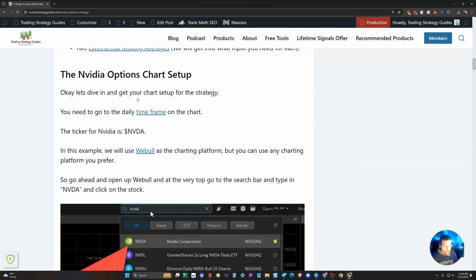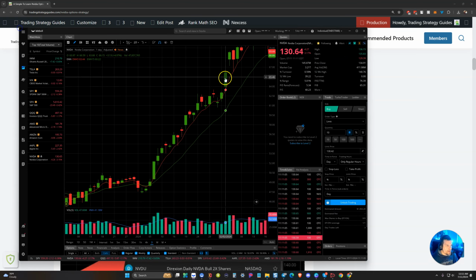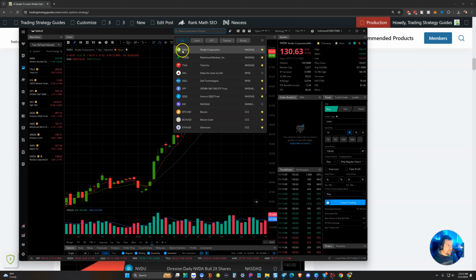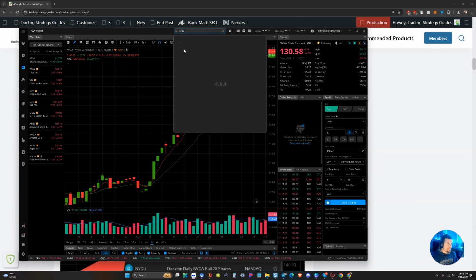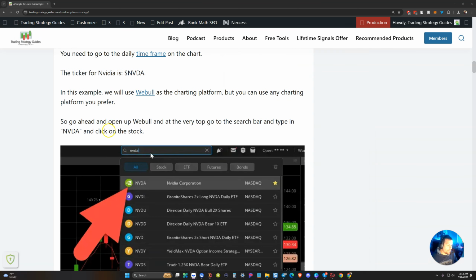Really all you need is Webull, Robinhood. You can even use TradingView. You can use pretty much any trading platform out there. In our case, we're going to use Webull. The first thing you're going to do is pull up Nvidia on your chart. So we've got Webull right here. Let's pull this up, and we want to go all the way up here and navigate to Nvidia. We just type in NVDA. That is the ticker. So that's the first thing you do.